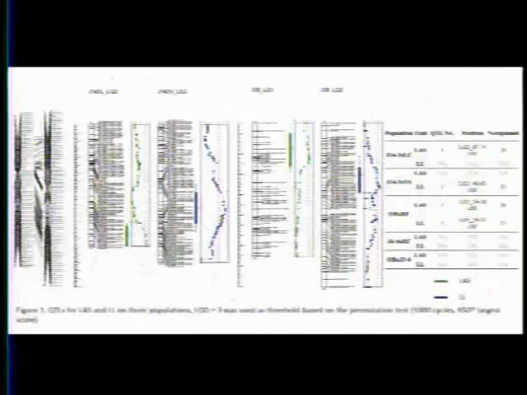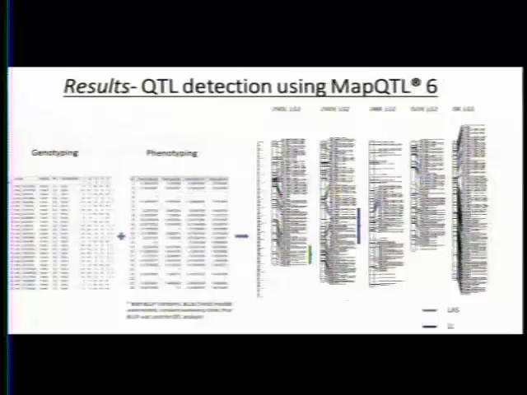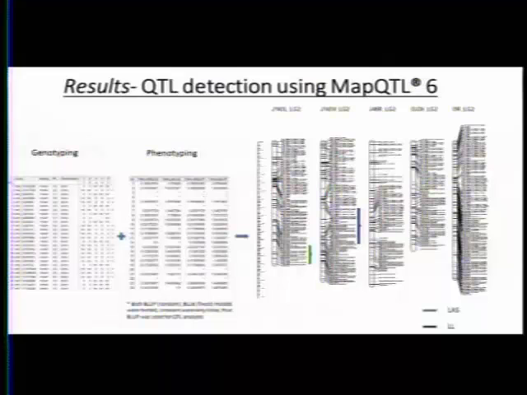And then we used MapQTL 6 to detect the QTL, by combining the genotyping data, your allele data, your marker data, with your phenotyping data, which is our detached leaf assay data. We measured 2 parameters, LAS and LL, so we detected the QTL for these 2 parameters individually.